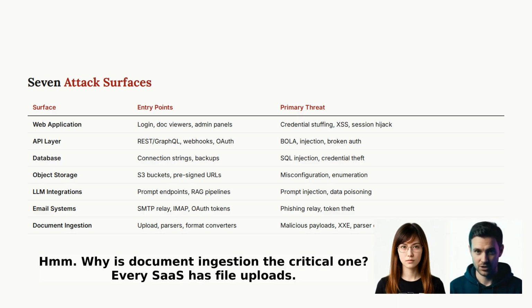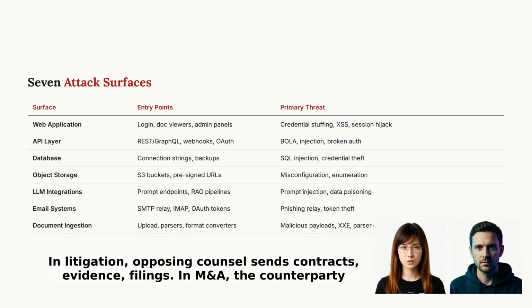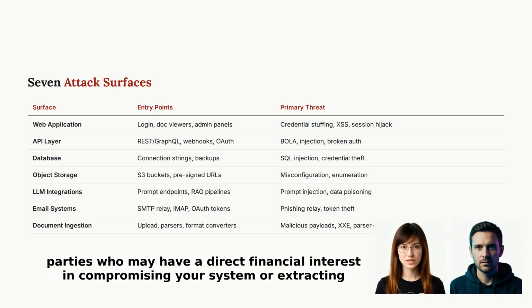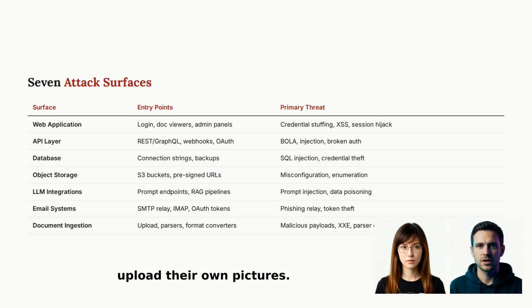Why is document ingestion the critical one? Every SaaS has file uploads. Because in legal tech, the person sending you documents is often your adversary. Literally. In litigation, opposing counsel sends contracts, evidence, filings. In M&A, the counterparty sends due diligence materials. These aren't trusted users uploading their own files. These are parties who may have a direct financial interest in compromising your system or extracting information from it. Right, that's a completely different threat model from a photo sharing app, where users upload their own pictures.